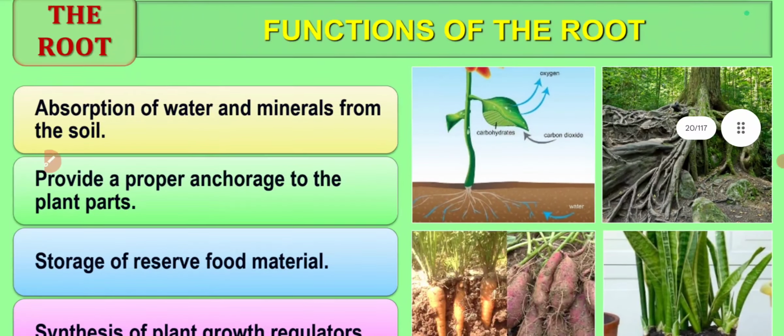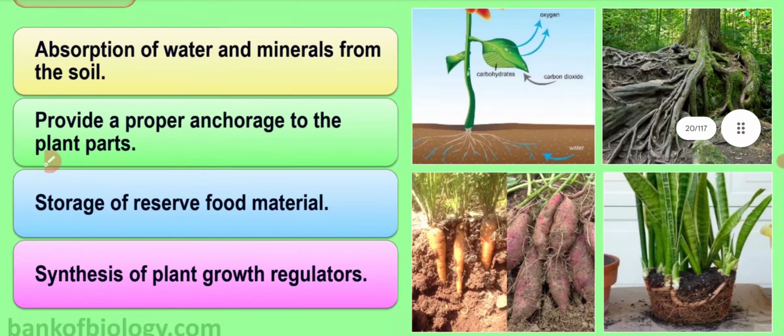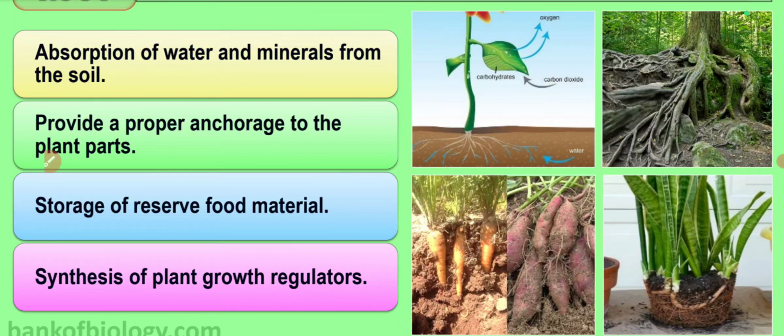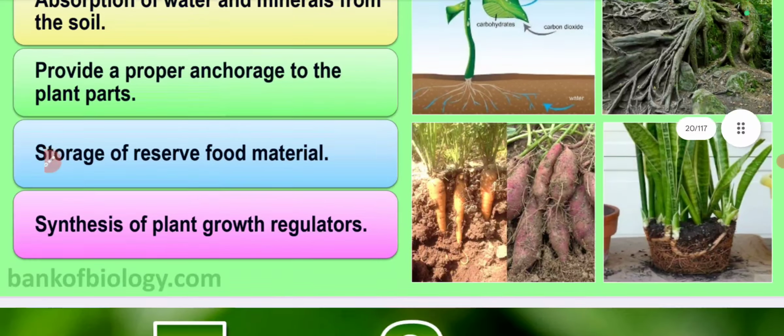Next, functions of the root. As you can see, what are the main functions? Absorption of water and minerals from the soil is the main function. Providing proper anchorage to the plant is the second main function. Third is storage of reserve food material, starch, and fourth is synthesis of plant growth regulators, that is different types of hormones: auxins, gibberellin, cytokinin. Okay, so these are the main functions of the root.